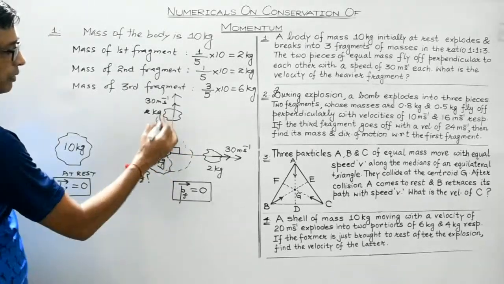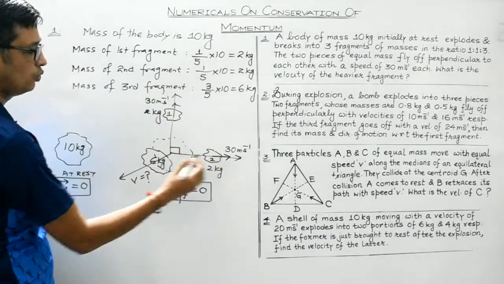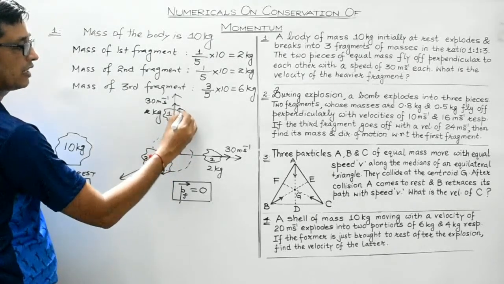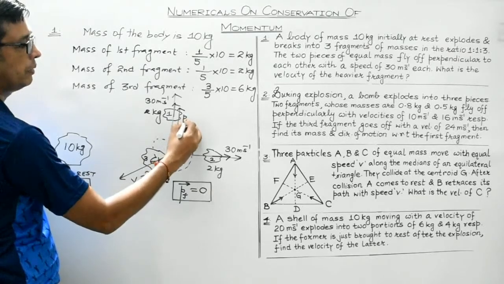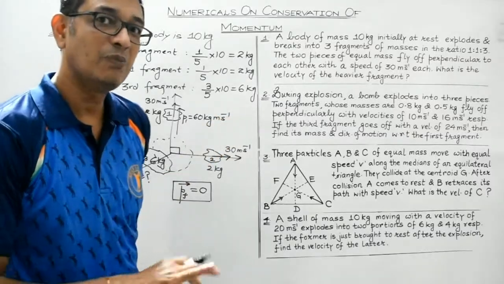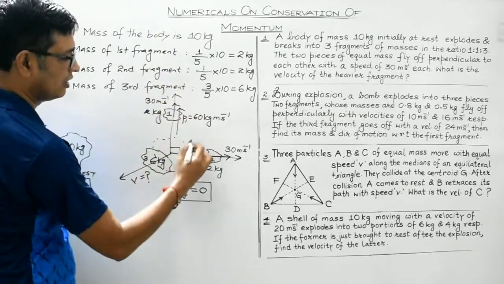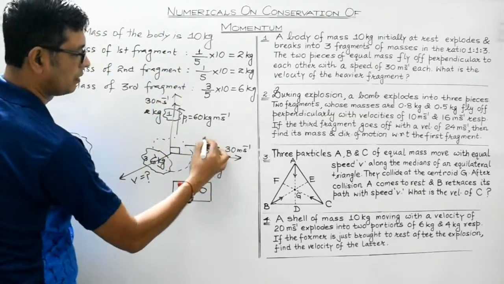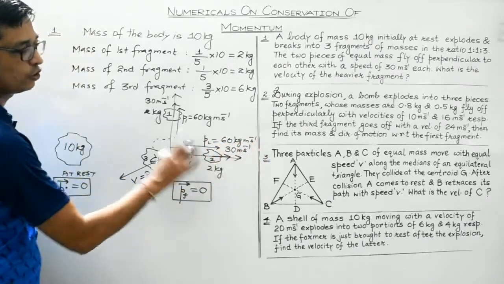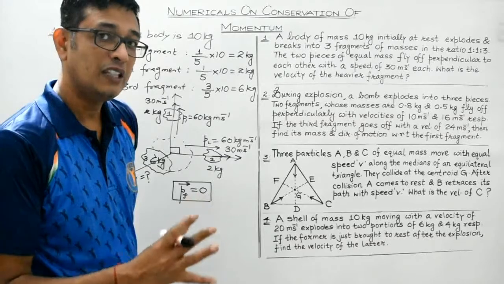Right? Now what is the momentum of this body? Momentum is mass into velocity. So suppose this is fragment 1, this is fragment 2 and this is fragment 3. So momentum of this body would be along this direction, and its momentum is P1. It is 60 kg meter per second. Momentum is mass into velocity. Similarly, the momentum of this body, P2, is also 60 kg meter per second, 30 into 2. And what's the angle between P1 and P2? 90 degree. And both are of equal magnitude.